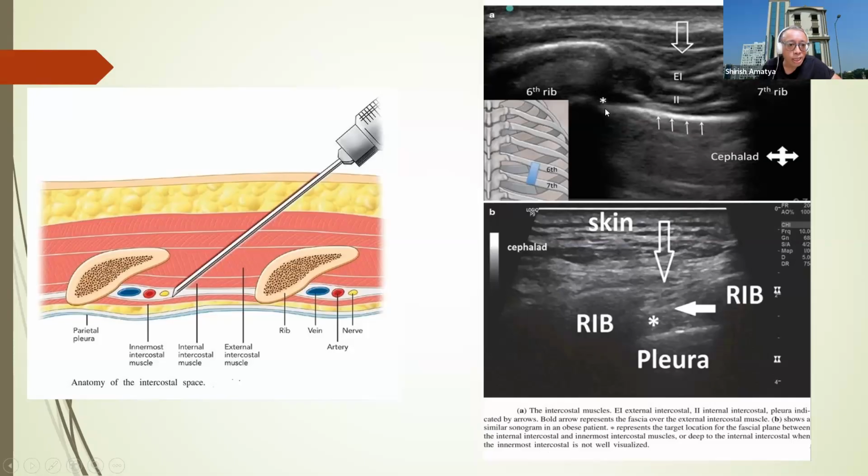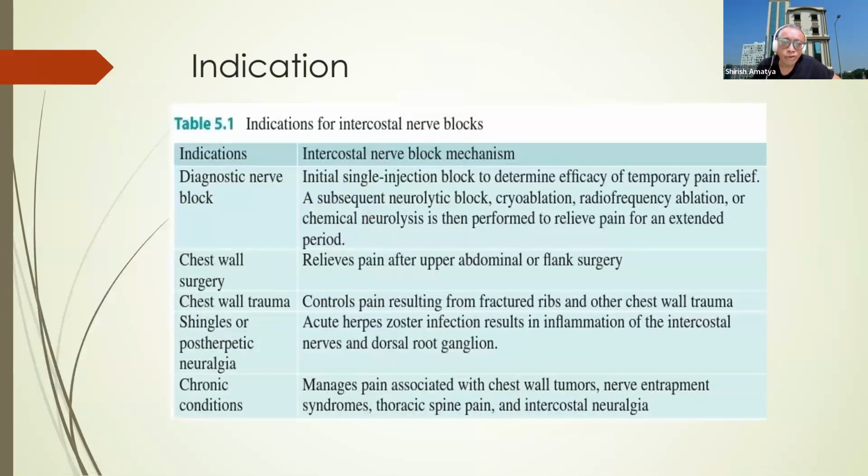The asterisk mark has been given at the site of the location of the intercostal nerve, and we basically do the injection in an in-plane manner from the inferior aspect of the rib towards the target area, just in the intercostal groove, above the pleura and innermost intercostal muscle. So these are the various indications of the intercostal nerve block.